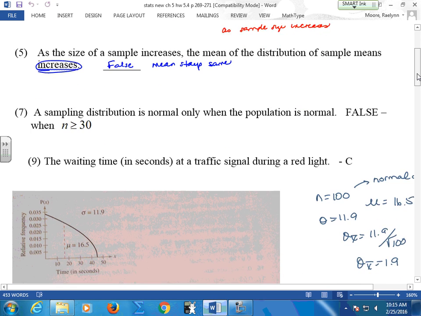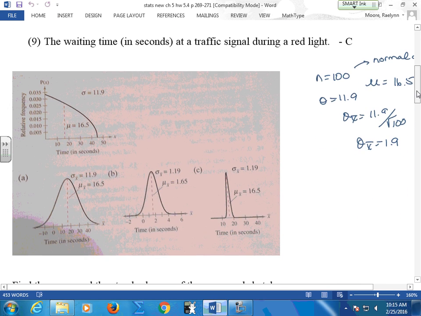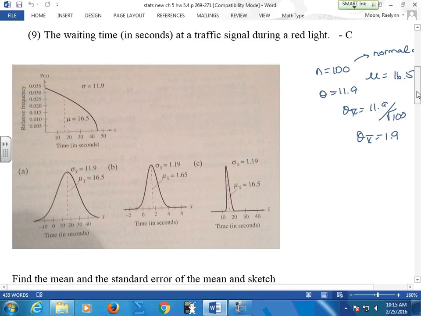Number 9. The waiting time in seconds at a traffic light. They wanted to know which one this represents. Now, here's your mean. Here's your standard deviation. And if you notice where the means fall, they kind of all fall in the middle here. So the means are looking about the same.